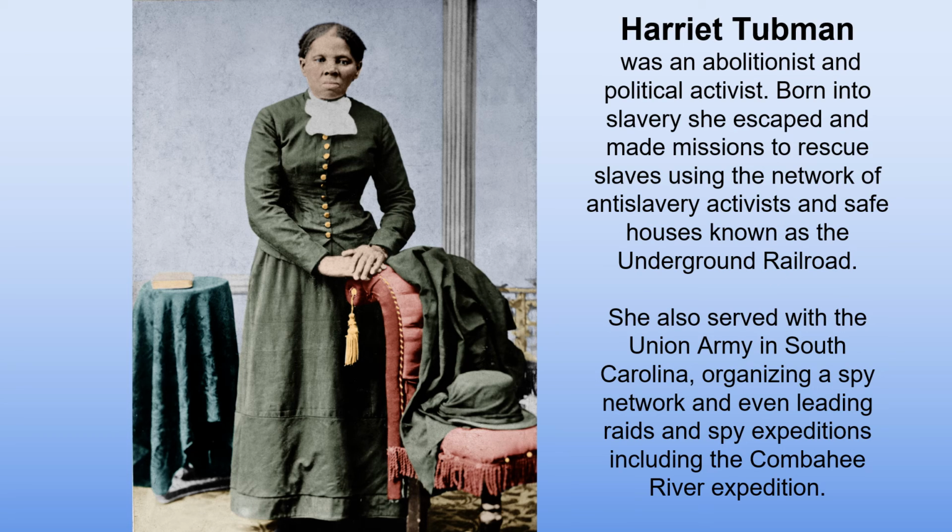Harriet Tubman was an abolitionist and a political activist. She had a lot of anti-slavery activist events. She was also mainly known, to this day, for the Underground Railroad and creating safe houses. She was born into slavery, and she escaped and made missions to rescue slaves using, like I said, the Underground Railroad and anti-slavery activism. She also served with the Union Army in the South, in South Carolina. She organized a spy network and even led raids and spy expeditions, including the Combahee River expedition.